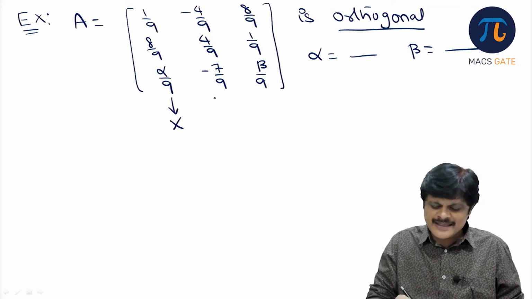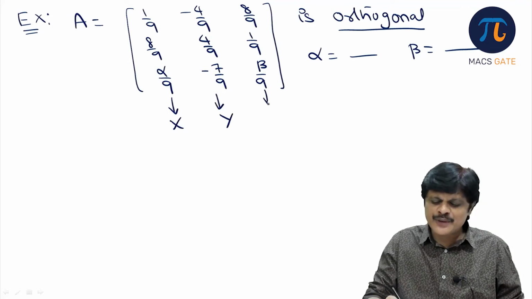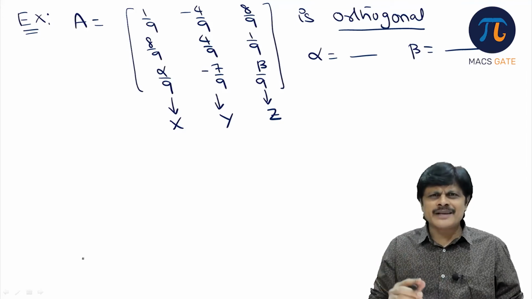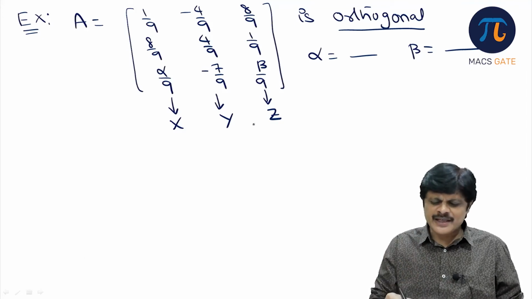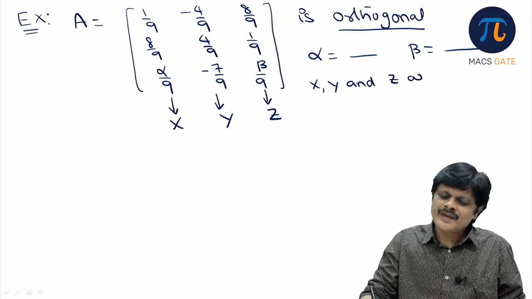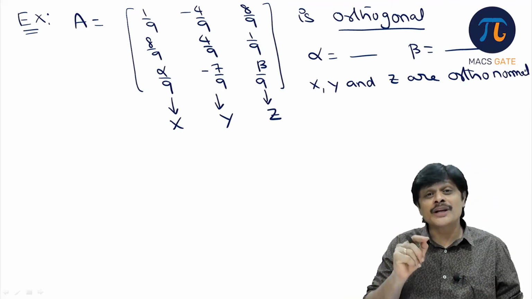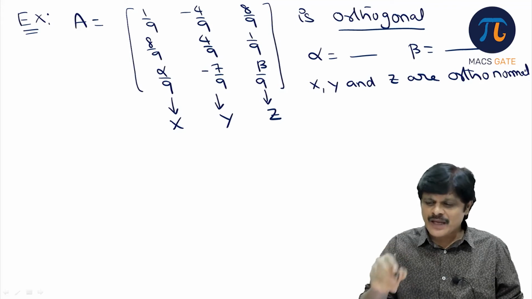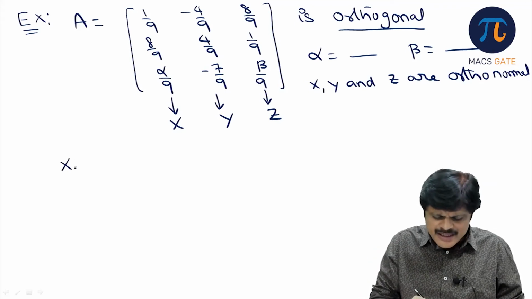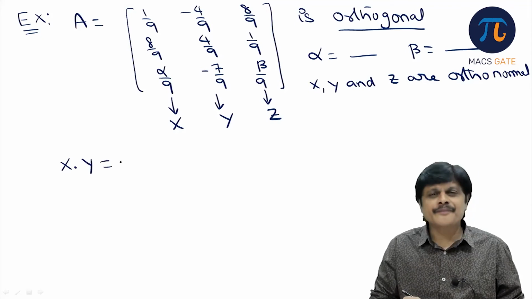You call the first column x, the second column y, and the third column z. You don't have to do it completely. Just use any of the properties. Columns must be orthogonal because the matrix is orthogonal, which means x, y and z are orthonormal. So if the matrix is orthogonal, its columns are orthonormal. I just use the property. Because I just need to find alpha and beta, I just do x dot y.